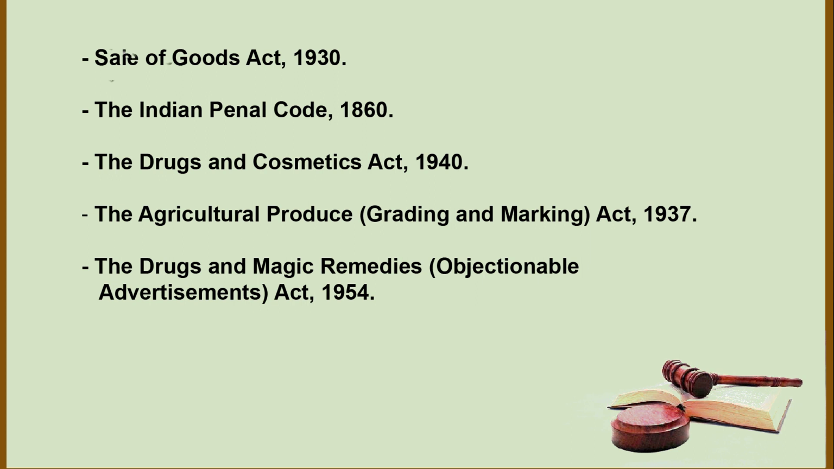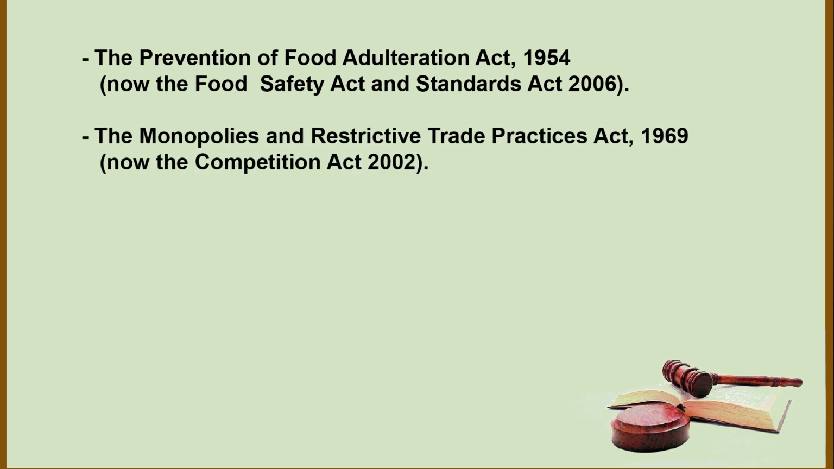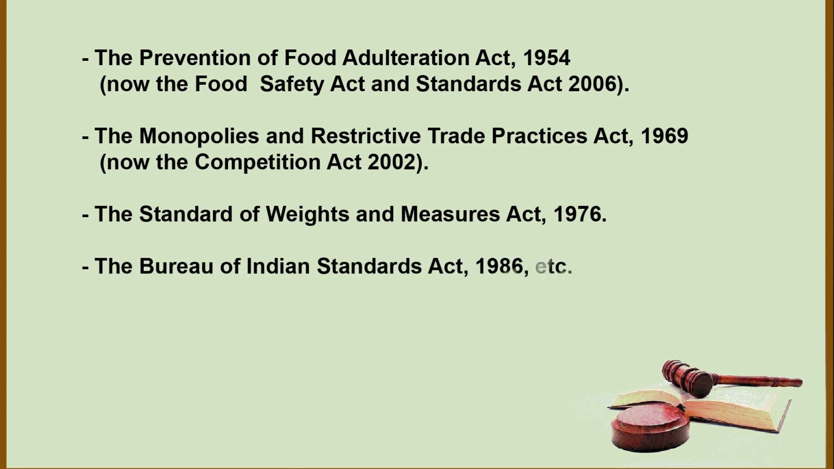Act 1954, the Prevention of Food Adulteration Act 1954, now replaced by the Food Safety and Standards Act 2006, the Monopolies and Restrictive Trade Practices Act 1969, now replaced by the Competition Act 2002, the Standard of Weights and Measures Act 1976, and the Bureau of Indian Standards Act 1986. This list is only illustrative in nature.